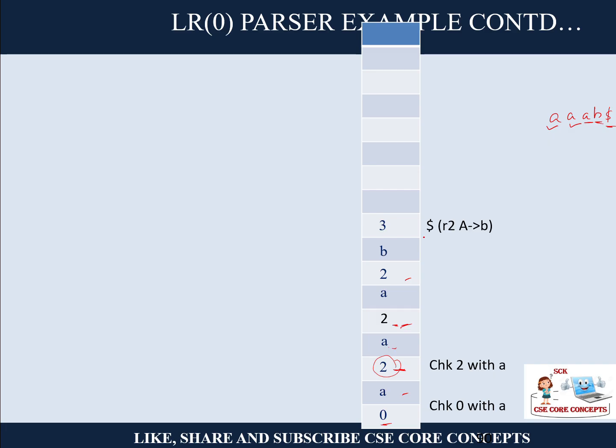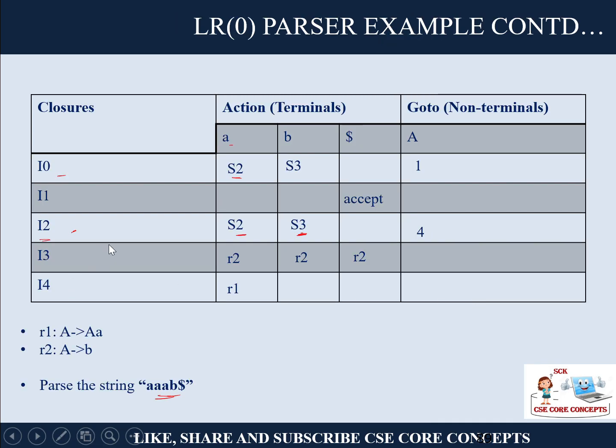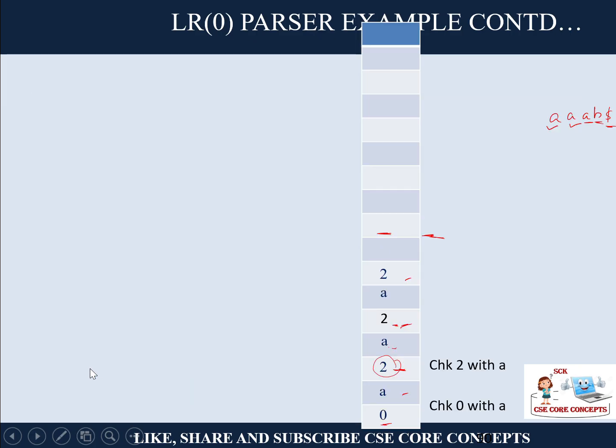So you have dollar. What will you do? Let us check the top of the stack. Top of the stack is 3, and the next string element is dollar. Let's check 3 and dollar. 3 is for closure I3, and everything there is rule R2. What is rule R2? A to B. Let's see what we are going to do. Rule R2 is A to B.